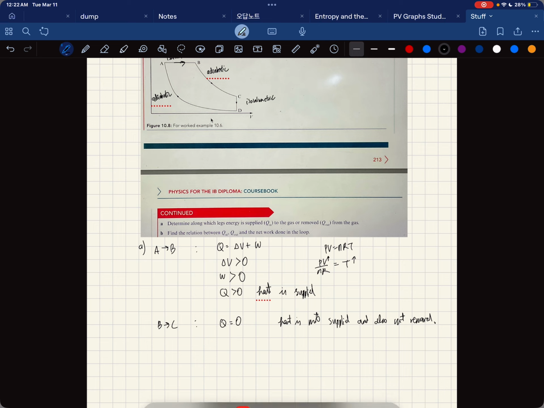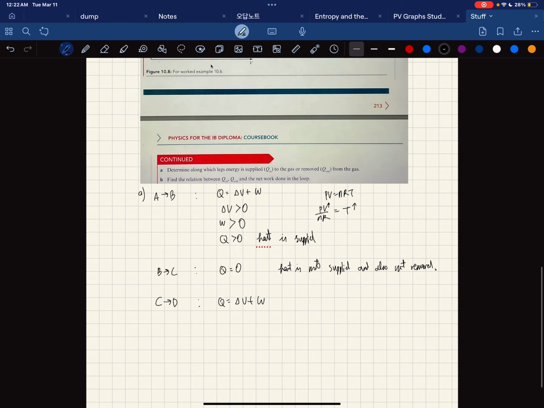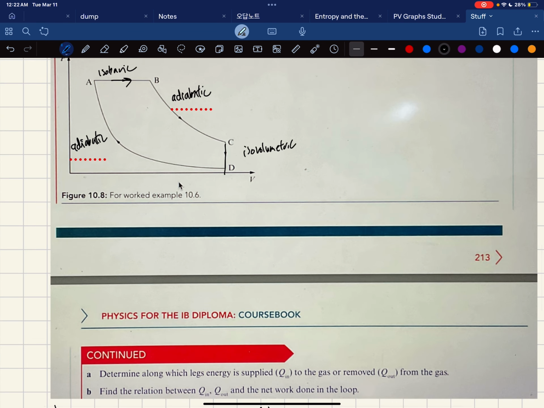And for C to D, this would be the isovolumetric change. Again, let's set this up as Q is change in internal energy plus work. We can tell that the work done for C to D is 0 because there is no area under the curve. This is just a line, and we know that a line doesn't have an area.